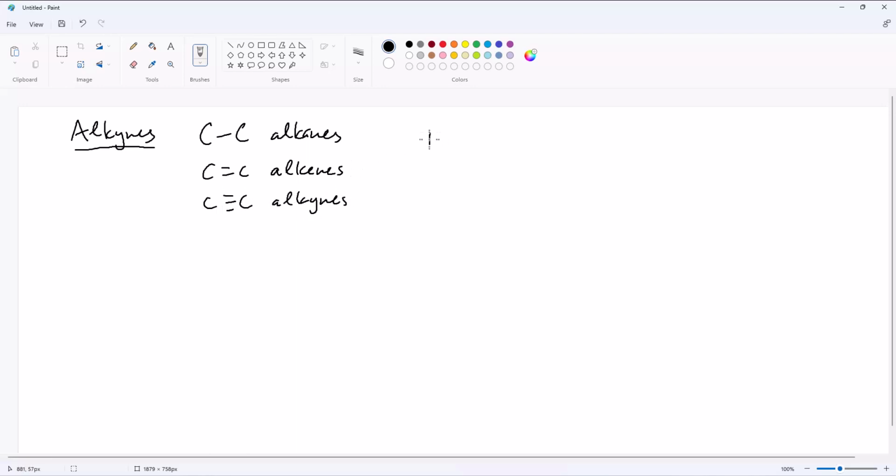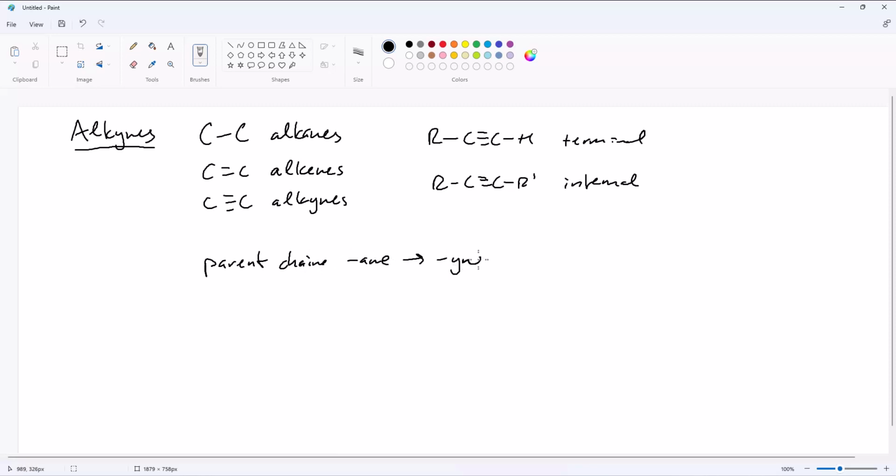If they occur at the end of a chain, these are called terminal alkynes. If they occur in the middle of a chain, these are called internal alkynes. So let's, for a little bit, talk about nomenclature. We're going to take the parent chain, just like we would name an alkane or an alkene, and we're going to change the -ane to an -yne, where the C triple bond C is the lowest number position in the chain.